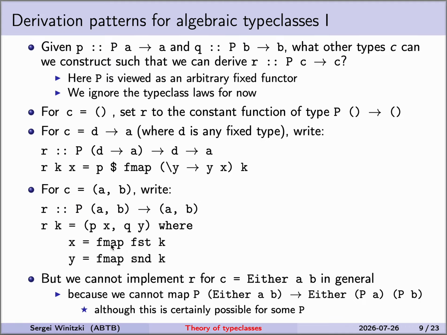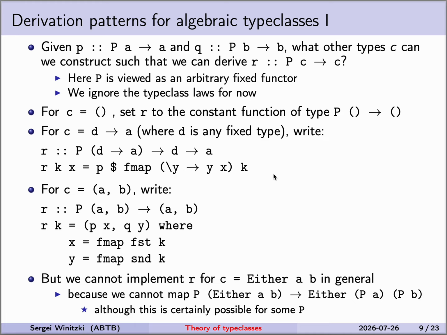But notice that if you wanted to try either a, b, so the co-product instead of product, then you wouldn't be able to implement the general code, because you cannot generally map p of either a, b into either of pa, pb, which would be necessary. For some p this is possible, but not for general arbitrary functors p. So for this reason, the co-product is not a general type class derivation pattern for algebraic type classes, but products are.